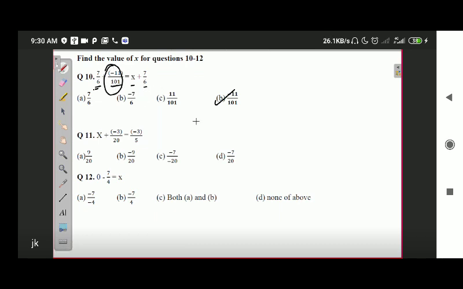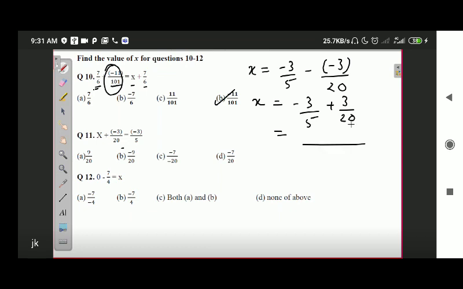Next is x plus minus 3 upon 20 is equal to minus 3 upon 5. This we have to solve. We will solve it like this. x is equal to minus 3 upon 5 minus minus 3 upon 20, because once a number is shifted from the left hand side to the right hand side, the sign of the number changes. x will be equal to minus 3 upon 5 plus 3 upon 20. As you can see, the denominators are not the same, so we take the LCM, and minus 12 plus 3 will be minus 9 upon 20. So the answer of x will be minus 9 upon 20.